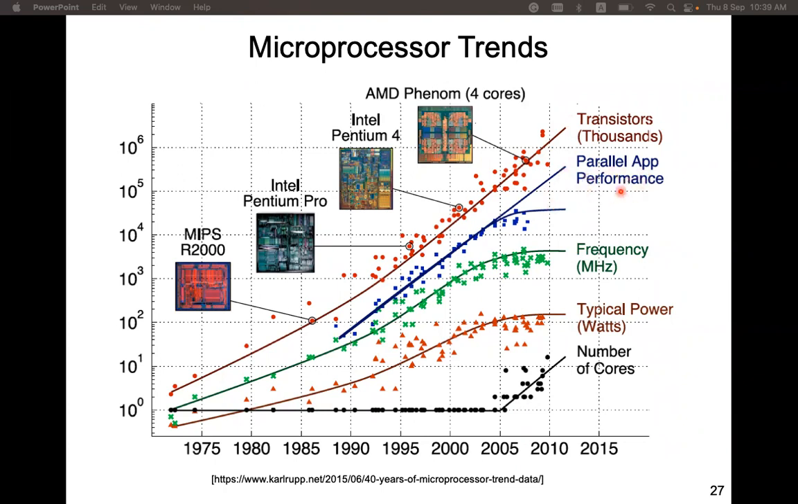And this is the performance provided by a state-of-the-art CPU. Clock frequency increases exponentially at first, then saturates at around 5 gigahertz. And this is typical power consumption in watts. It saturates around 150 watts per chip. Here, this is 100 watts.